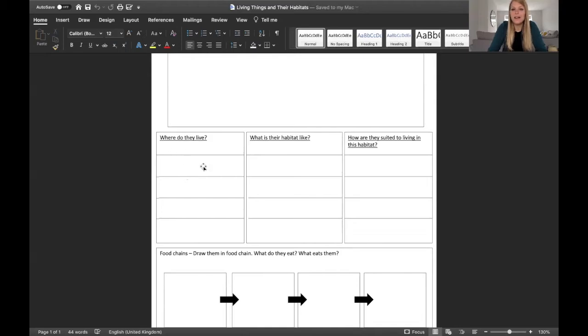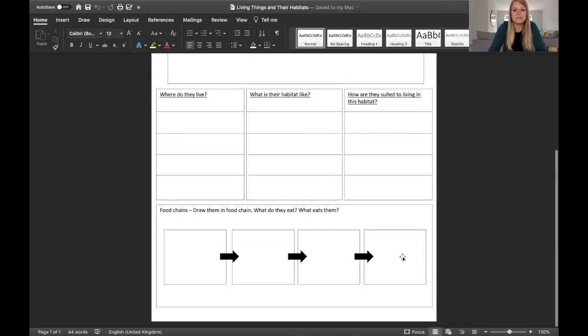So you need to find out where in the world this animal lives and what habitat they like to live in. The next box is, what is their habitat like? So this box, you need to think about some describing words to describe the conditions in this place. And the final box is, how are they suited to living in this habitat? And that means, how are they adapted to living there? What is it about this habitat that gives it all the things that they need to survive?